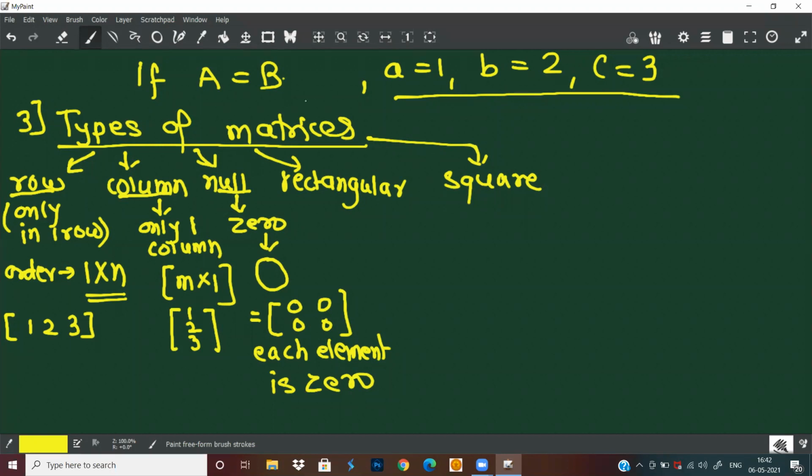Now, we go to rectangular matrix. See, अपना नाम थोड़ा logic use करो. Rectangle में क्या होता है? Adjacent dimensions are not equal. Means number of rows are not equal to number of columns.